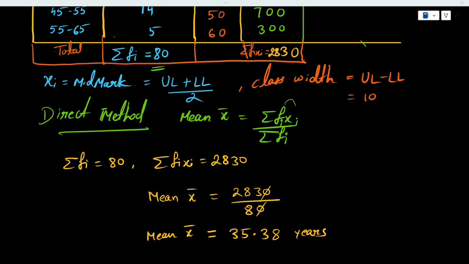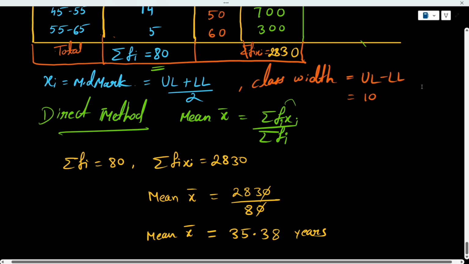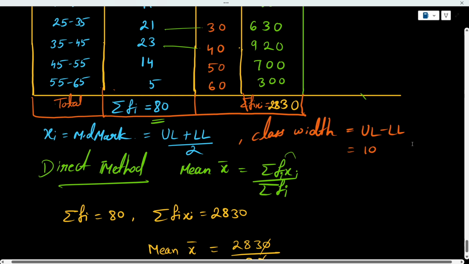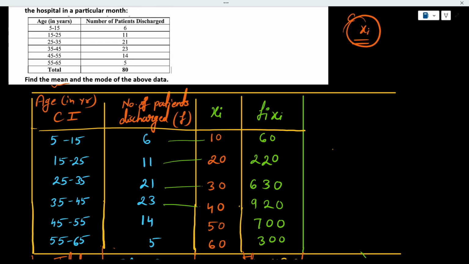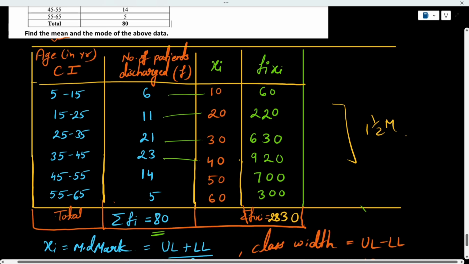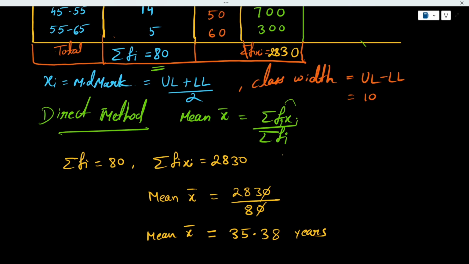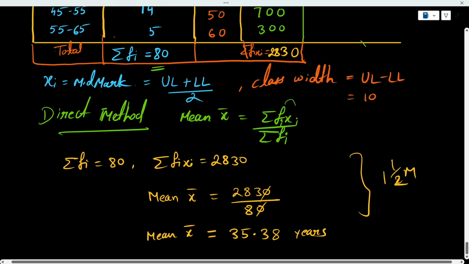So your mean is going to be how many marks? First, you will get 1.5 marks for making this table, because we don't need this table for mode, right? Then another 1.5 marks for doing the calculation. Mode is always for 2 marks, right? So this whole calculation part can be 1.5 marks, and then you will see your mode is always for 2 marks, when you don't require this table for mode.